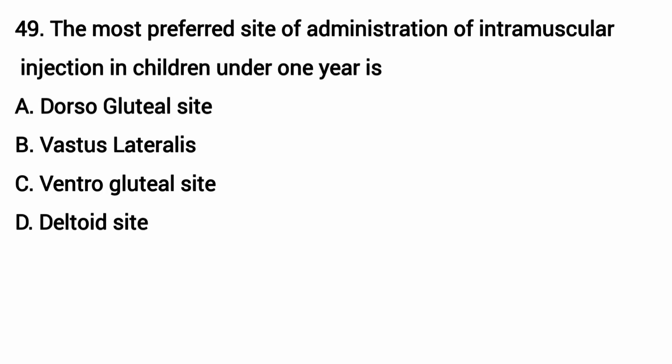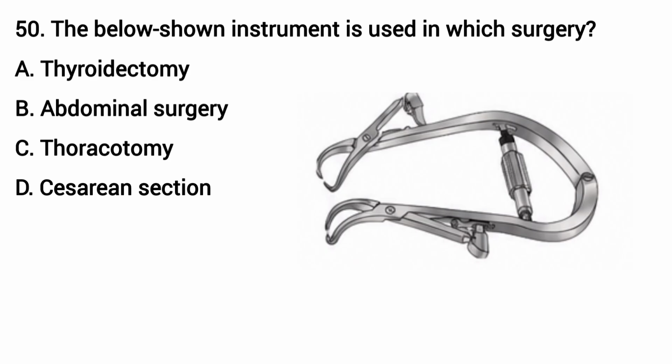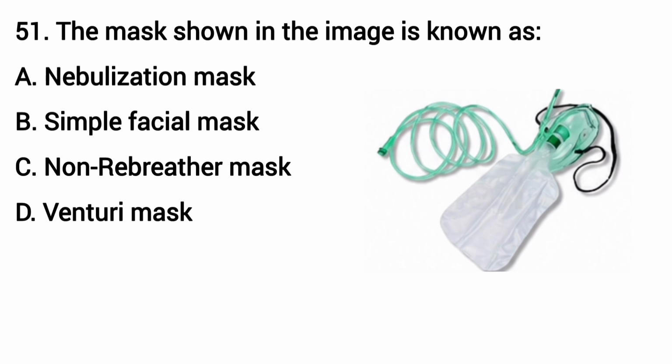The most preferred site of administration of intramuscular injection in children under 1 year is. The answer is B. Vastus lateralis. The below shown instrument is used in which surgery? The answer is A. Thyroidectomy. The mask shown in the image is known as. The answer is C. Non-rebreather mask.